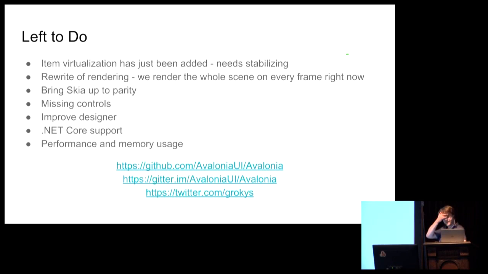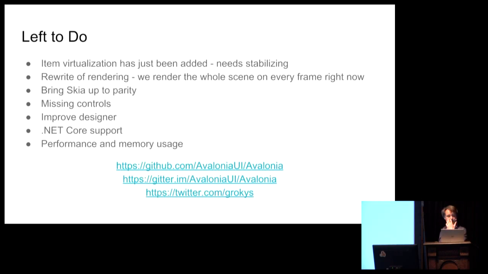The main thing left to do is rewrite the rendering subsystem, because we render the whole scene on every frame right now. I don't know if there's anyone here who knows how to do that properly. Please let me know if there is. We need to bring the Skia renderer up to parity. There are various missing controls and features missing from controls. We need to improve the designer, which is very basic at the moment.